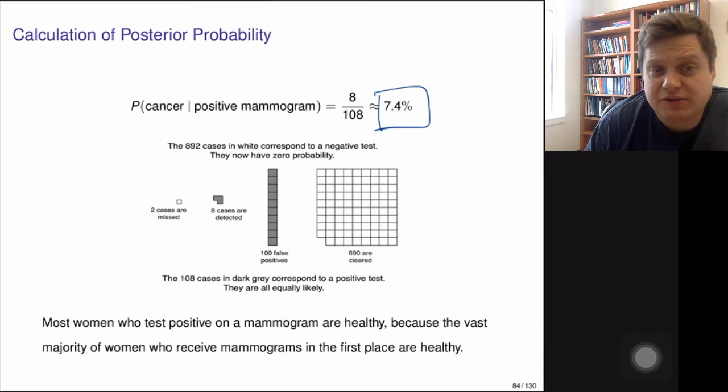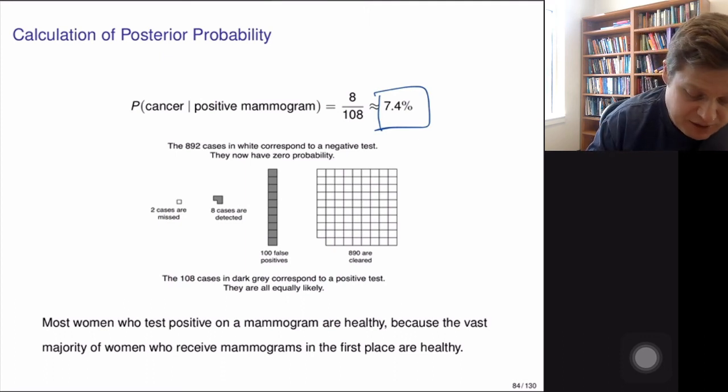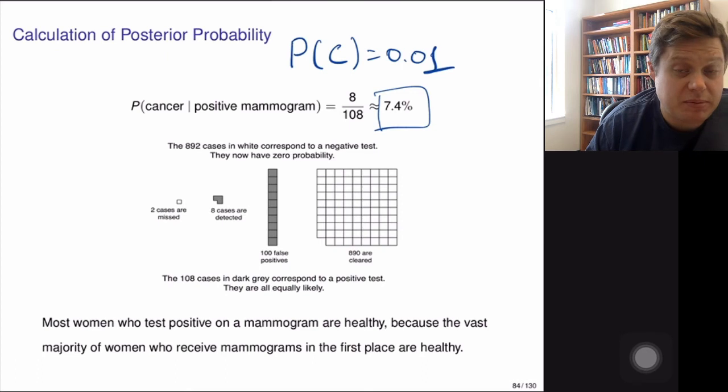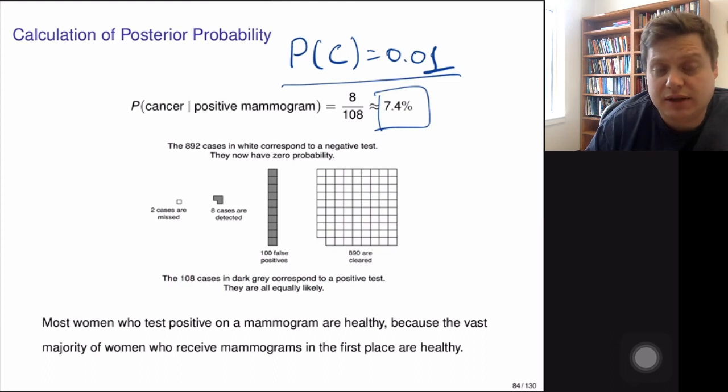But regardless of how good a test it is, the fact that the prevailing probability of having cancer is very low, so most people actually do not have cancer, leads to this very low probability of having cancer even after you tested positive. So most women who test positive on a mammogram are healthy because the vast majority of women who receive mammograms in the first place are healthy.